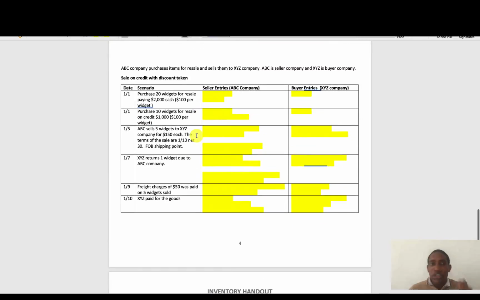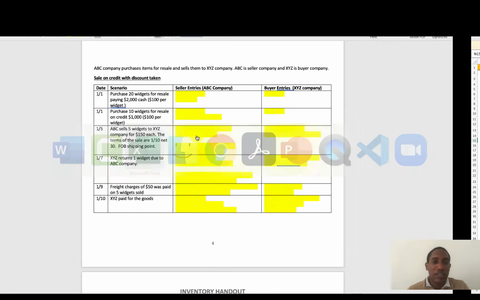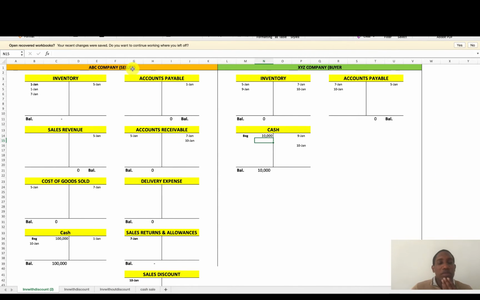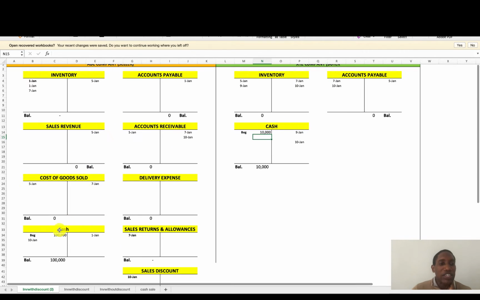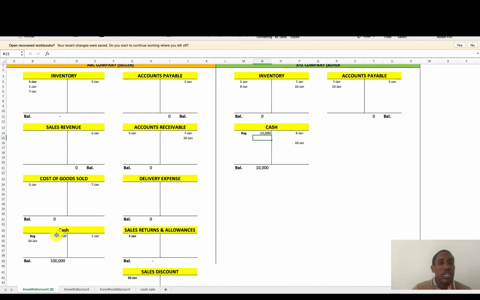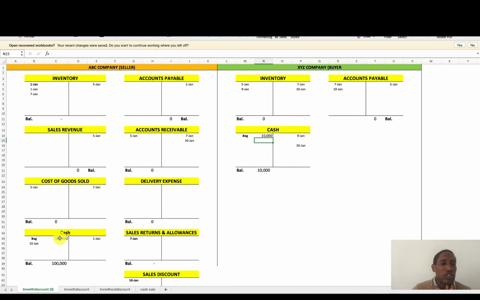All right. So to start off, I also have some T accounts here for ABC Company, the seller, and XYZ Company, the buyer. And most of these T accounts are empty except for cash. We're going to assume that ABC Company starts with $100,000 in cash in the bank, and XYZ Company starts with $10,000 in cash. And that's just so we don't end up with a negative cash balance when we go through these transactions.